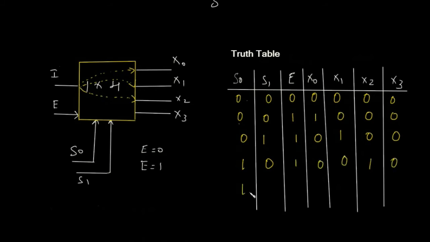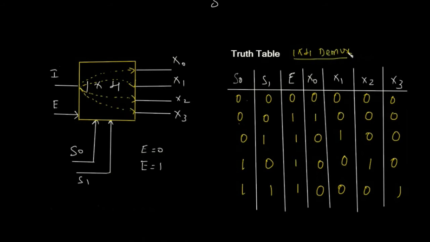1 1, right. So the last combination, and input is kept high, so 1 1 is kept high, and 1 1 stands for 3. So the input is connected to X3, so 0 0 0 1, right. So this is the truth table for 1 cross 4 DeMux.